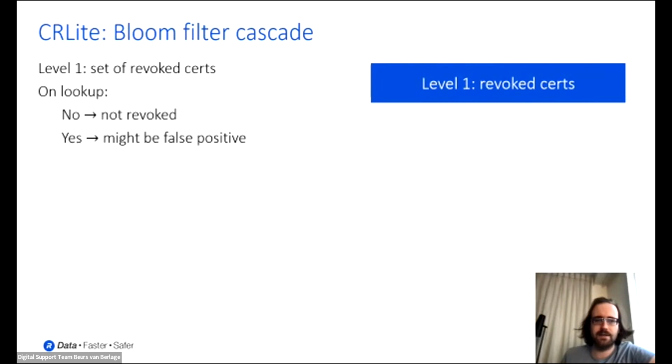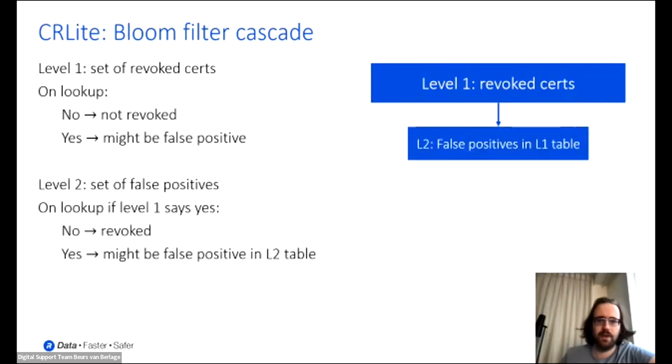However, if it says yes, this is revoked, then the client doesn't know if it's really revoked or if it's a false positive in the Bloom filter. However, the aggregator, or the CA, if the CA is doing this compression, has a list of all valid certs that were issued during that period, and so they know a list of all the false positives. So they can construct a second Bloom filter, which contains all the false positives in the level 1 table. So if the client gets a positive in the first table, they can do a lookup into the second table to determine whether it was a false positive or a true one.